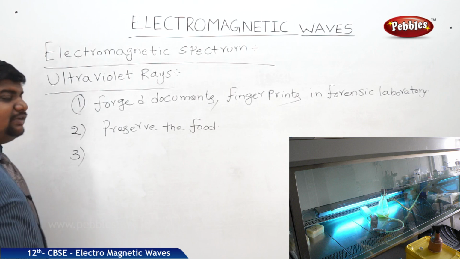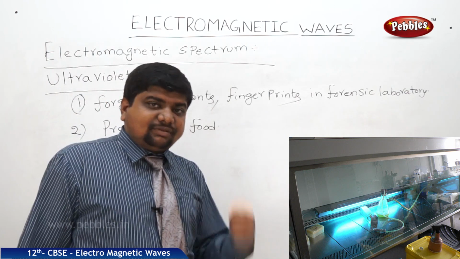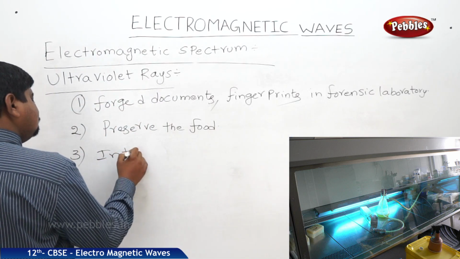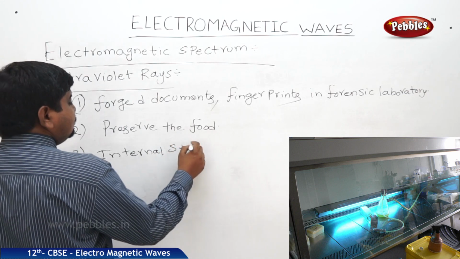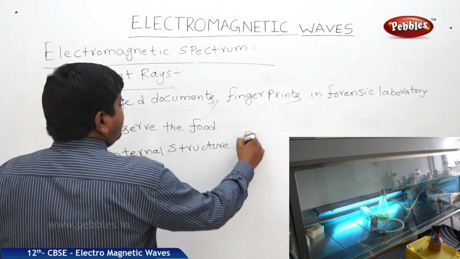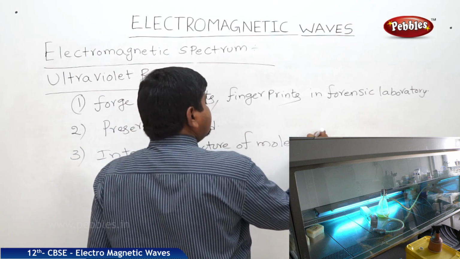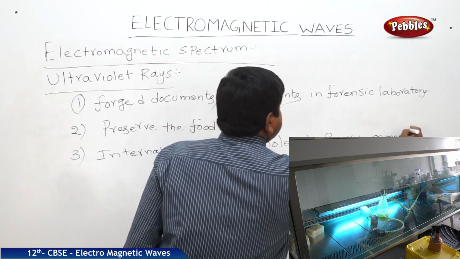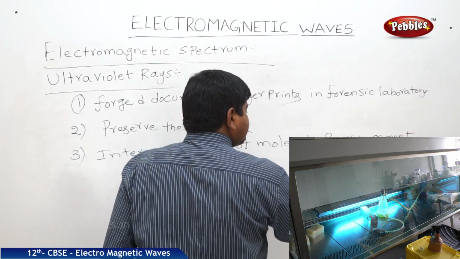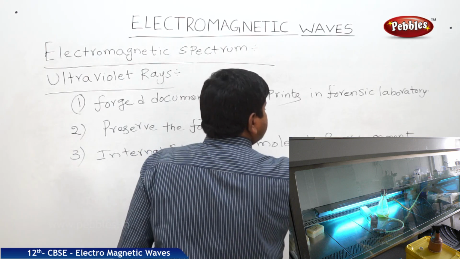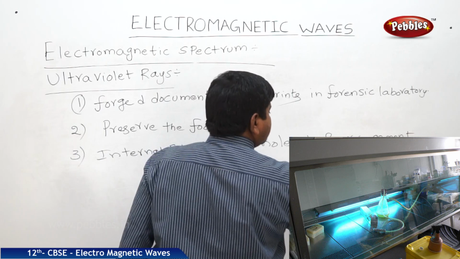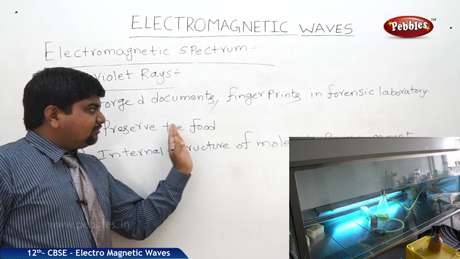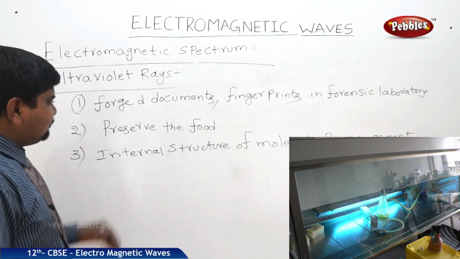And third one, these UV rays are very much useful to find out the internal structure of the molecules and the arrangement of electrons in the shells. Internal structure of molecules and arrangement of electrons in shells. These are the more uses of the ultraviolet rays. These are very, very important for our daily purpose also.